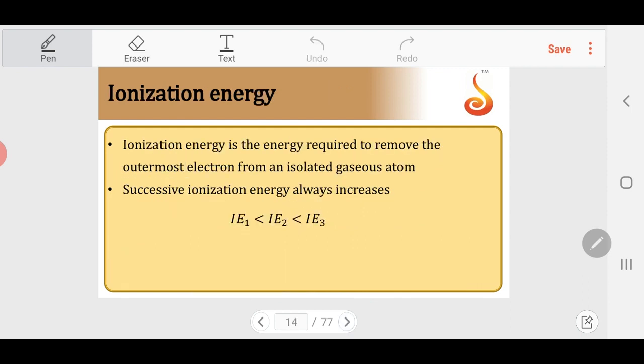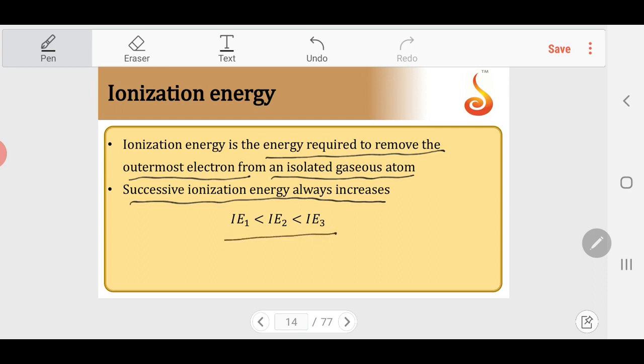Ionization energy. Ionization energy is the energy required to remove the outermost electron from an isolated gaseous atom. So it is always endothermic. Successive ionization energy always increases. If I take a neutral atom and remove one electron, you get a cation and the size decreases. So it is difficult to remove an electron from a positively charged ion than from the neutral atom. So the second ionization energy of an atom is always greater than the first, and the third ionization energy is always greater than the second. So IE1 is less than IE2, which is less than IE3.